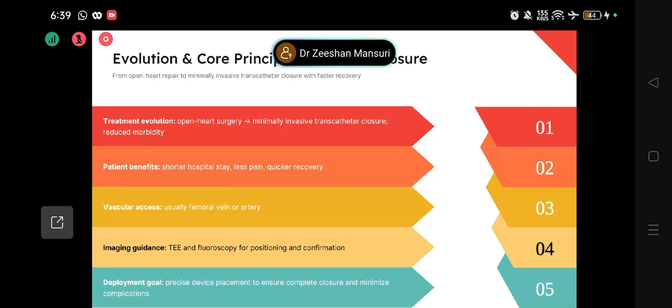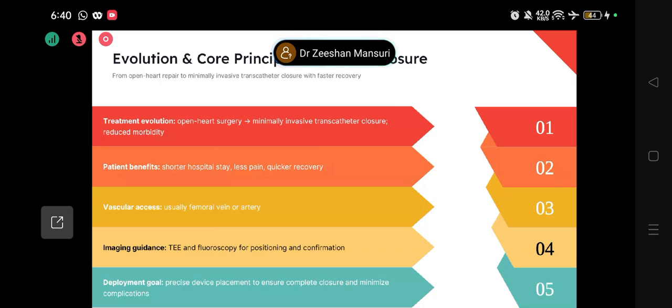So the core principles in device closure: the differences from open heart repair are that open heart surgery is usually a cut in the chest, whereas the transcatheter approach is minimally invasive, so less morbidity, shorter hospital stay, quicker recovery. Vascular access is almost always transfemoral. 99% of cases that we have done with transcatheter device closure are done through the femoral arteries. Imaging guidance is required, sometimes with transesophageal echo and fluoroscopy, and most of the time just fluoroscopy and sometimes transthoracic echocardiography as well.